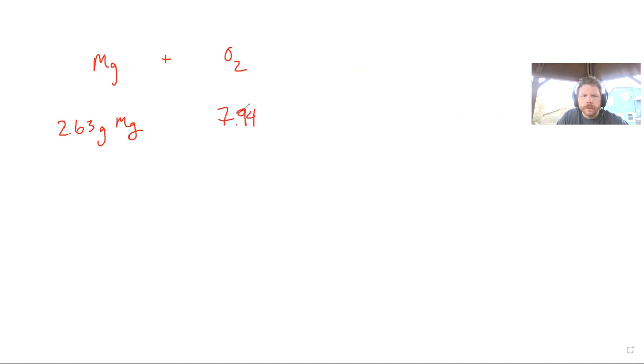Now, what this question reads or says is pure magnesium metal is often found as ribbons and can easily burn in the presence of oxygen. Okay, so what we got there are two reactants, Mg and O2. When 2.63 grams of magnesium ribbon, 2.63 grams of Mg, burns with 7.94 grams of O2, white light and a white powdery product are formed. Enter the balanced chemical equation for this reaction. Be sure to include all physical states.